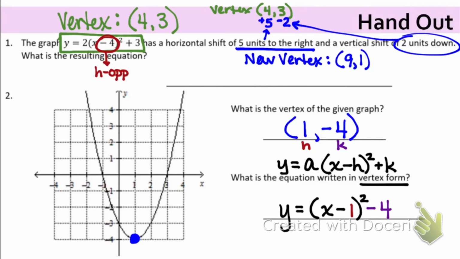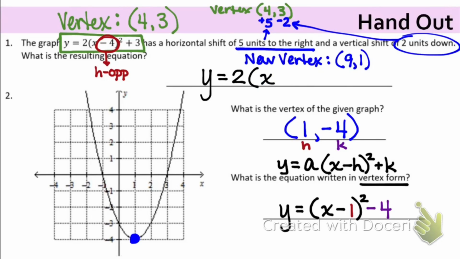So I'm going to write this new equation. It's going to look almost exactly like the old equation, but we have a different value here and here because our vertex changed. So it's still y equals 2, because we didn't get a new stretch, we didn't get a new compression. So it's exactly what I had before.